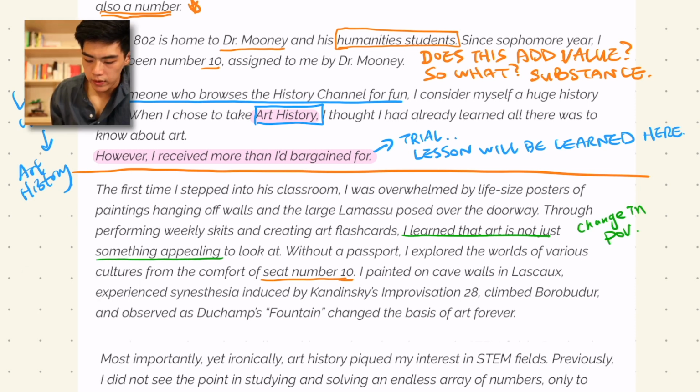I painted on cave walls in Lascaux, experienced synesthesia induced by Kandinsky's Improvisation 28, climbed over Borobudur, and observed as Duchamp's fountain changed the basis of art forever. This is really important. These are all references to famous art pieces, from the cave in Lascaux, to Kandinsky's Improvisation 28, to Borobudur, to Duchamp's fountain.